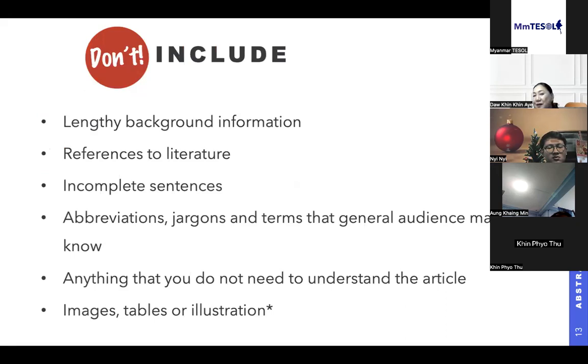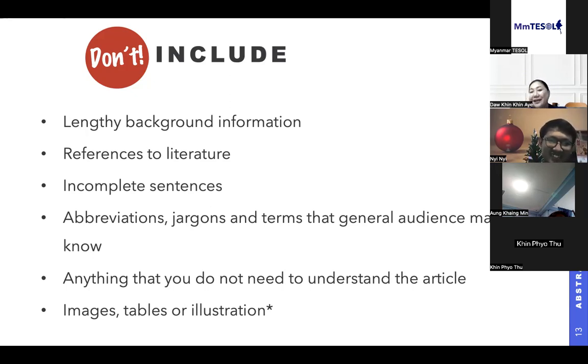Now, don't include lengthy background information in the abstract. You do not have enough space. Remember my chapter on Myanmar English? When I started writing, I wrote the background information in 3-4 sentences. It's a lot. That's why the editor asked me to cut it. So I needed to rewrite it. That's why I have already suffered.